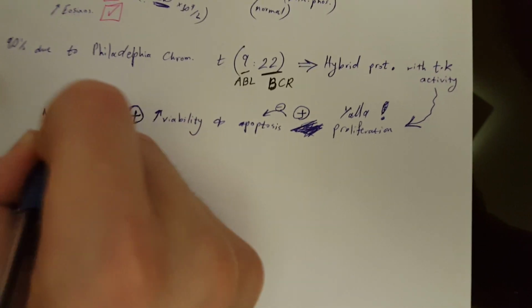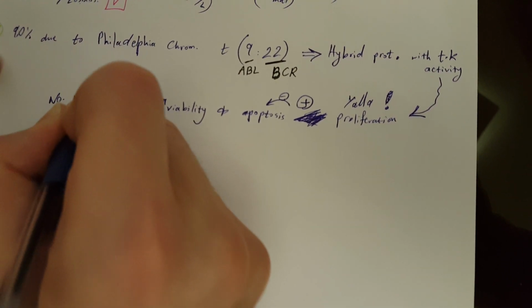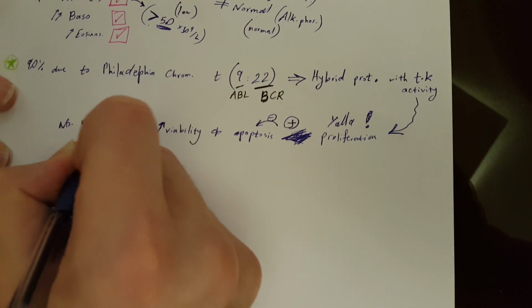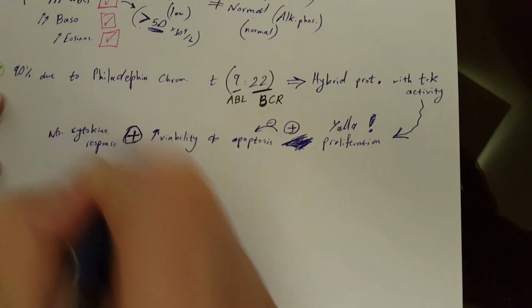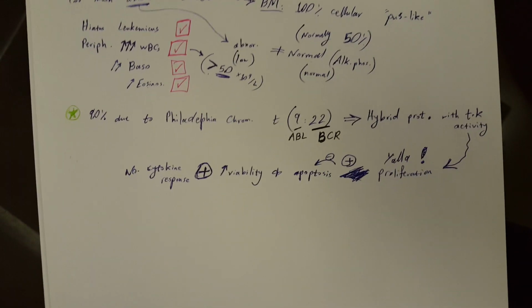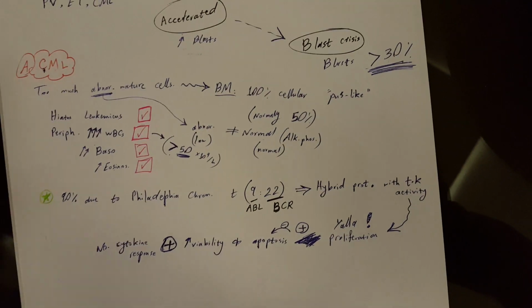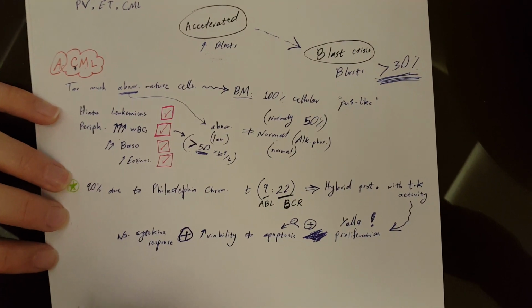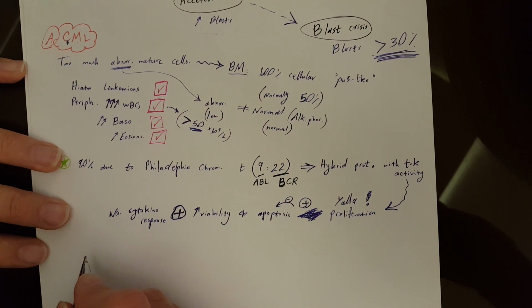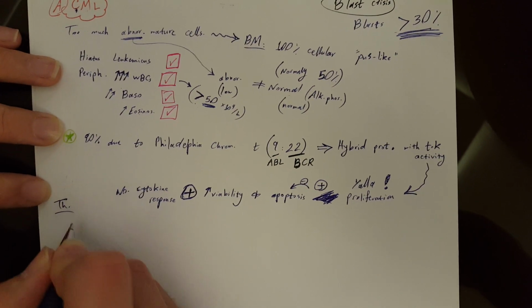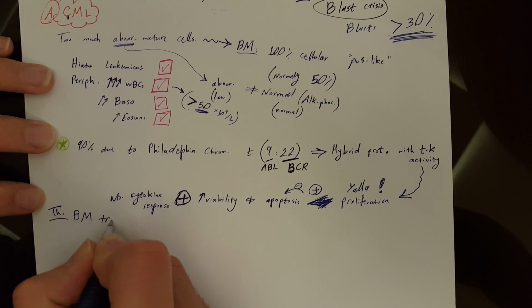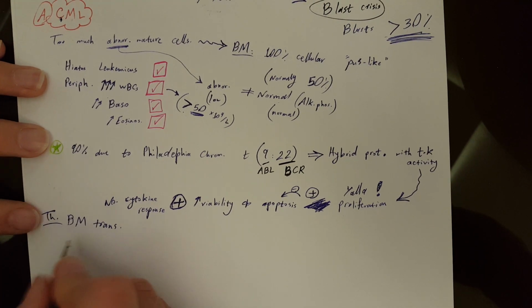Not only that, but there is no cytokine response. So the cells will not die by the cytokines like interleukin 1 or 6, the inflammatory ones that cause the cell to die. What's the therapy for it? We said bone marrow transplant, that's one thing.